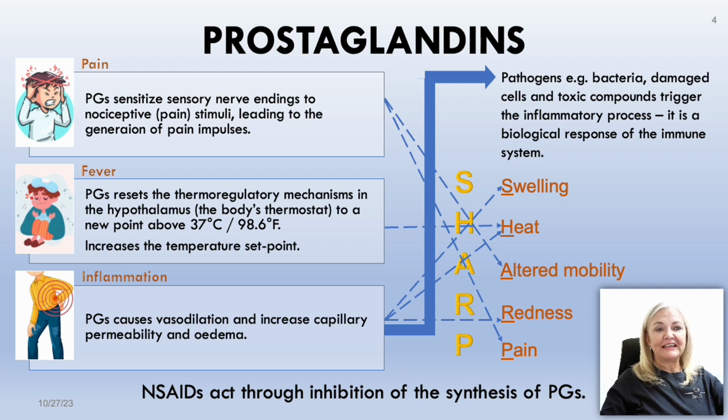NSAIDs act through the inhibition of the synthesis of prostaglandins and are indicated for low to moderate pain, but they can be used as an opioid-sparing agent in more severe pain. Let us look closer at the actual mechanism of action of NSAIDs.